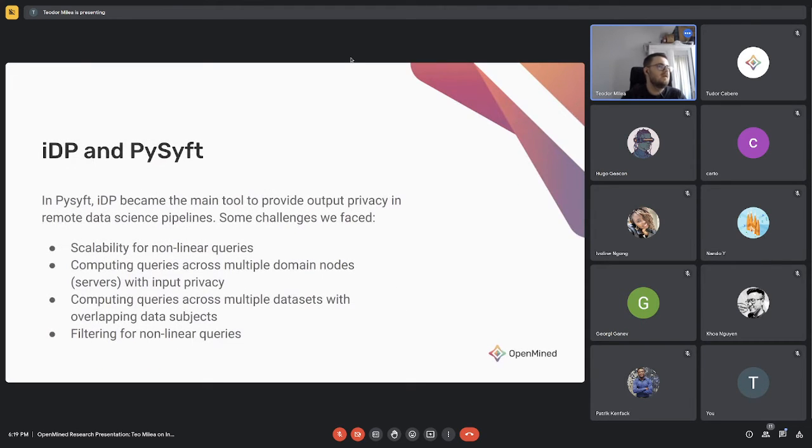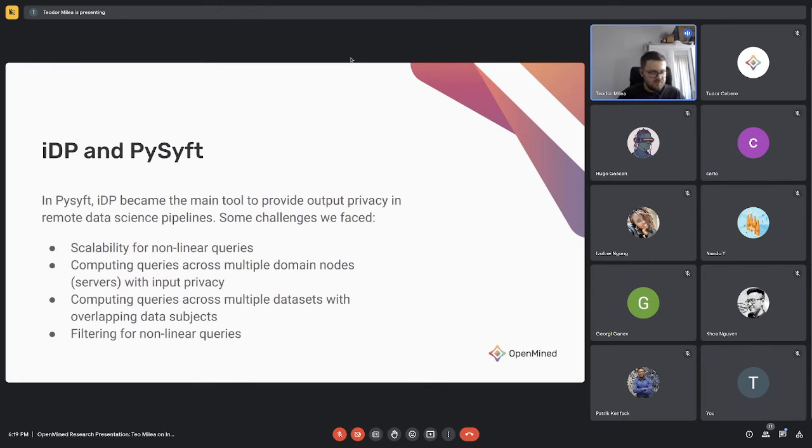Okay. Now, lastly, we will say a few words about IDP and PySift. In PySift, we are building these pipelines for structured transparency, where we want to have both input and output privacy and a few other properties. And IDP has become the main tool for output privacy in this remote data science pipeline.